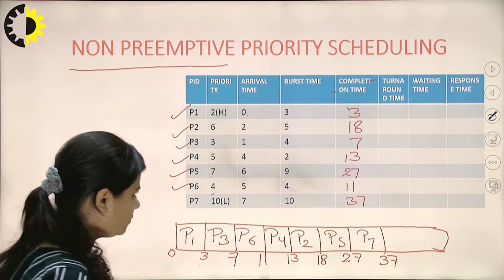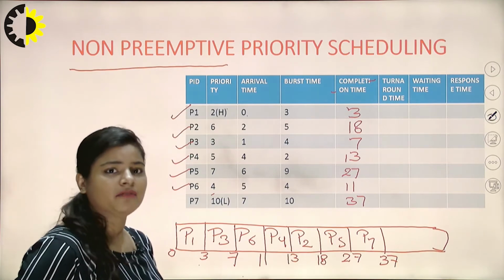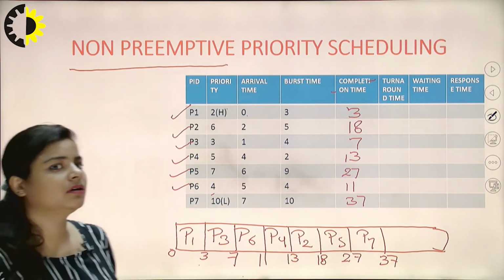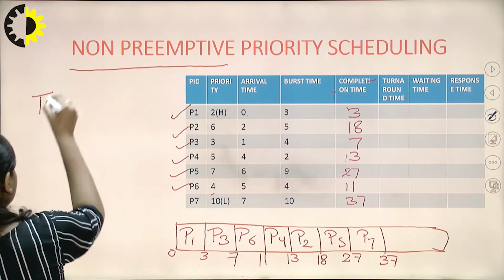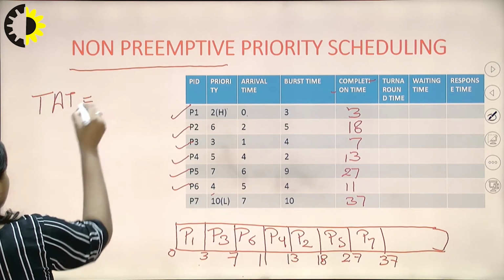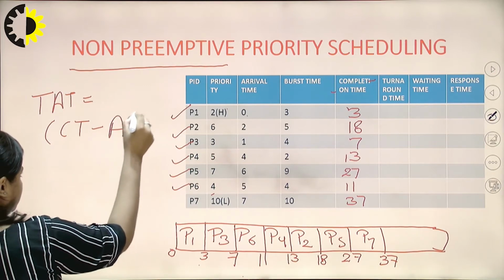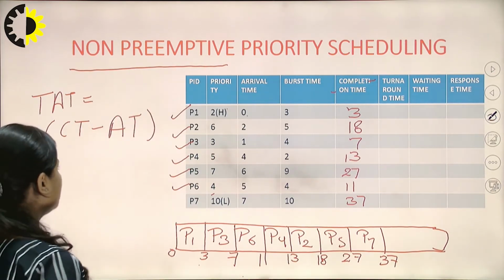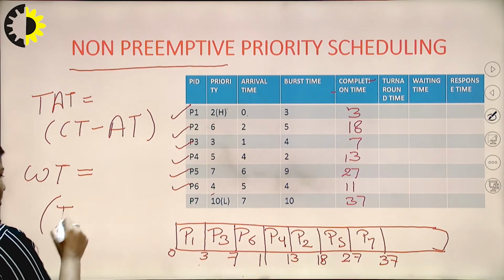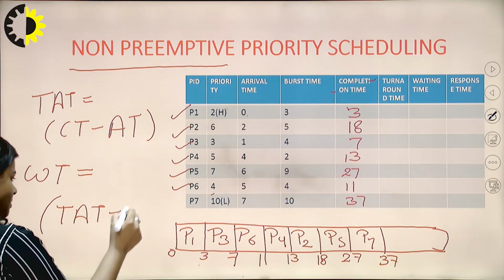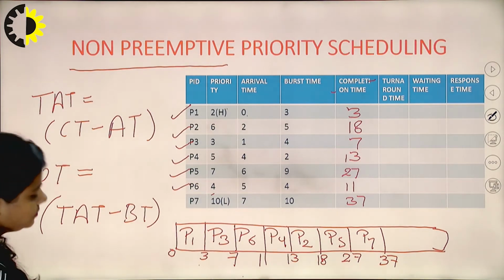Now we will look for the turnaround time. Here I am telling you two formulas for calculating the turnaround time and waiting time for any kind of scheduling algorithm. This is the common formula. In short, TAT is equal to completion time minus arrival time, and for calculating waiting time, WT is equal to turnaround time minus burst time.